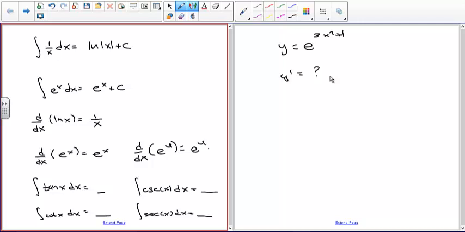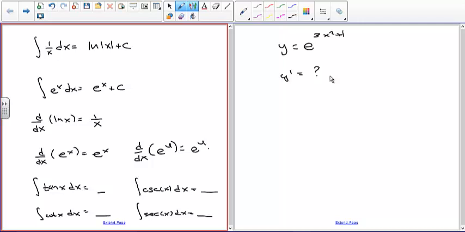So that shouldn't take you very long to do. So think about that. Anytime you see e to something other than x, just write down the original e to whatever it is and multiply by the derivative of the exponent.